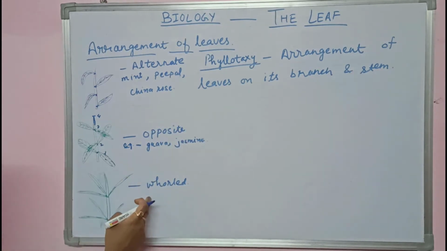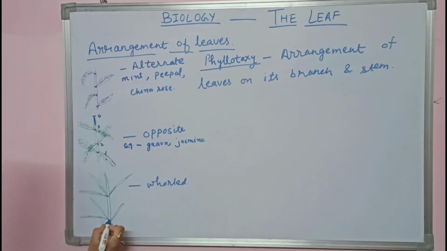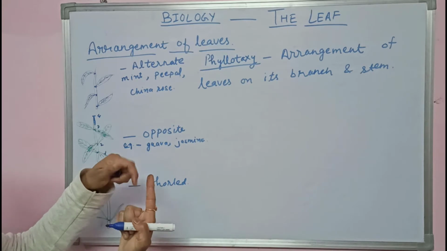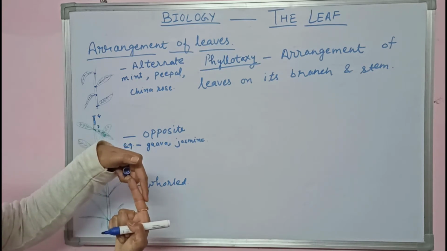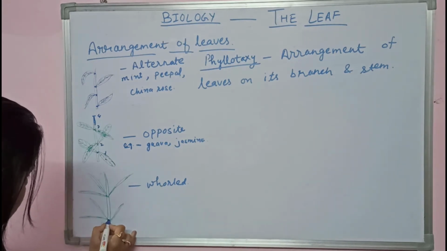And the third one is whorl arrangement. In whorl arrangement, more than two leaves are arranged or attached at each node. These are arranged in a whorl. There is a stem, and you will find at each node the leaves are arranged all over it, like this, at each node. More than two leaves are attached at each node.